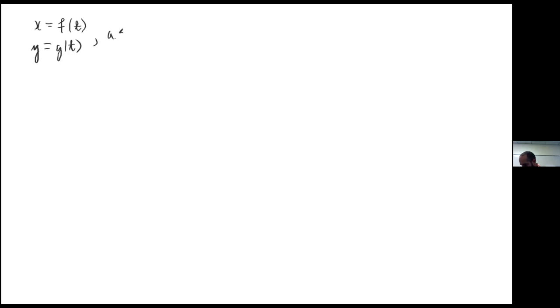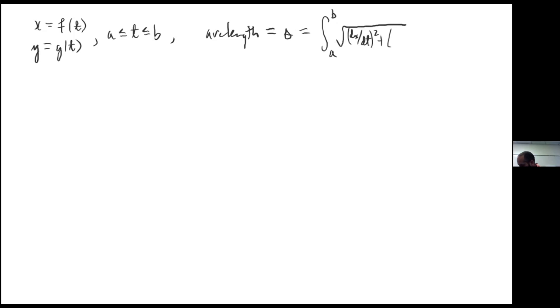And suppose the curve is traversed between A and B. Then the arc length of the entire curve, which by the way is often notated by lowercase s, is given by the integral from A to B. So you let the parameter run its course: the integral from A to B of the square root of (dx/dt) squared plus (dy/dt) squared, dt.